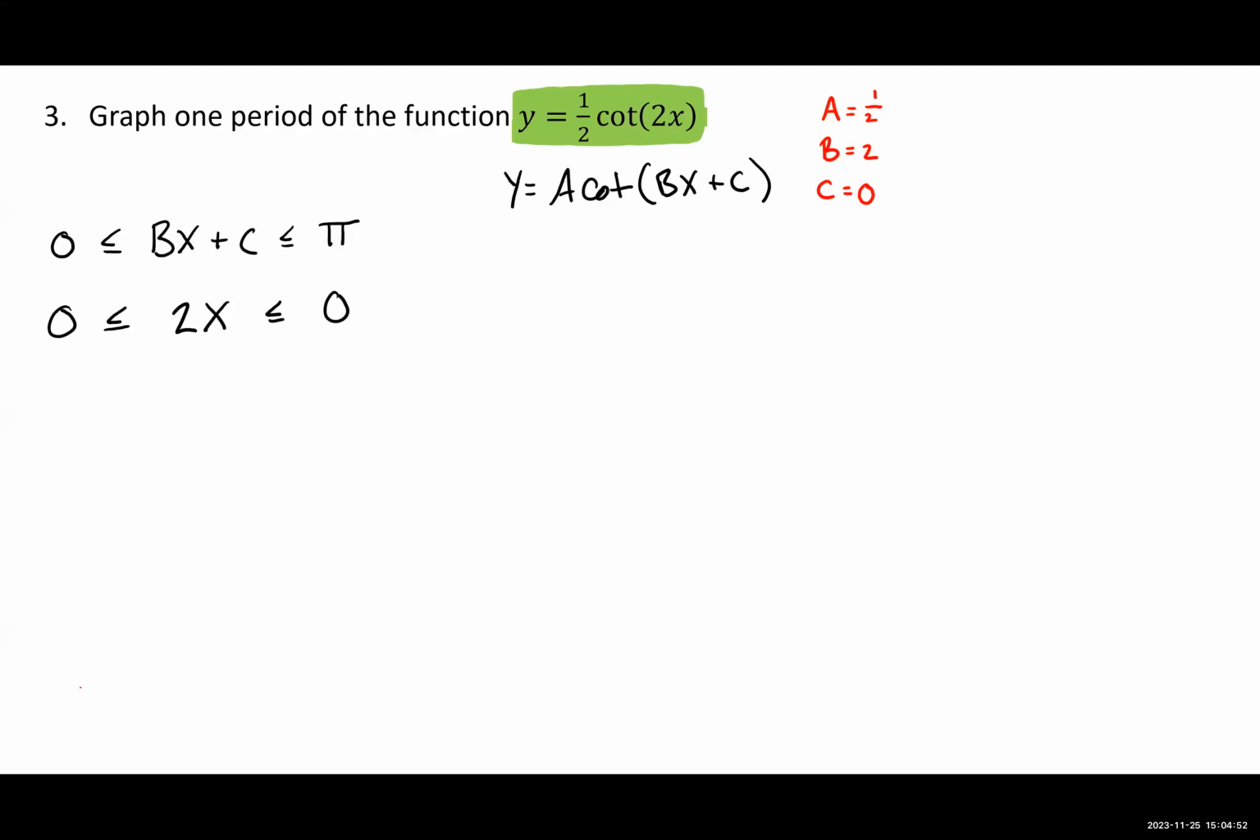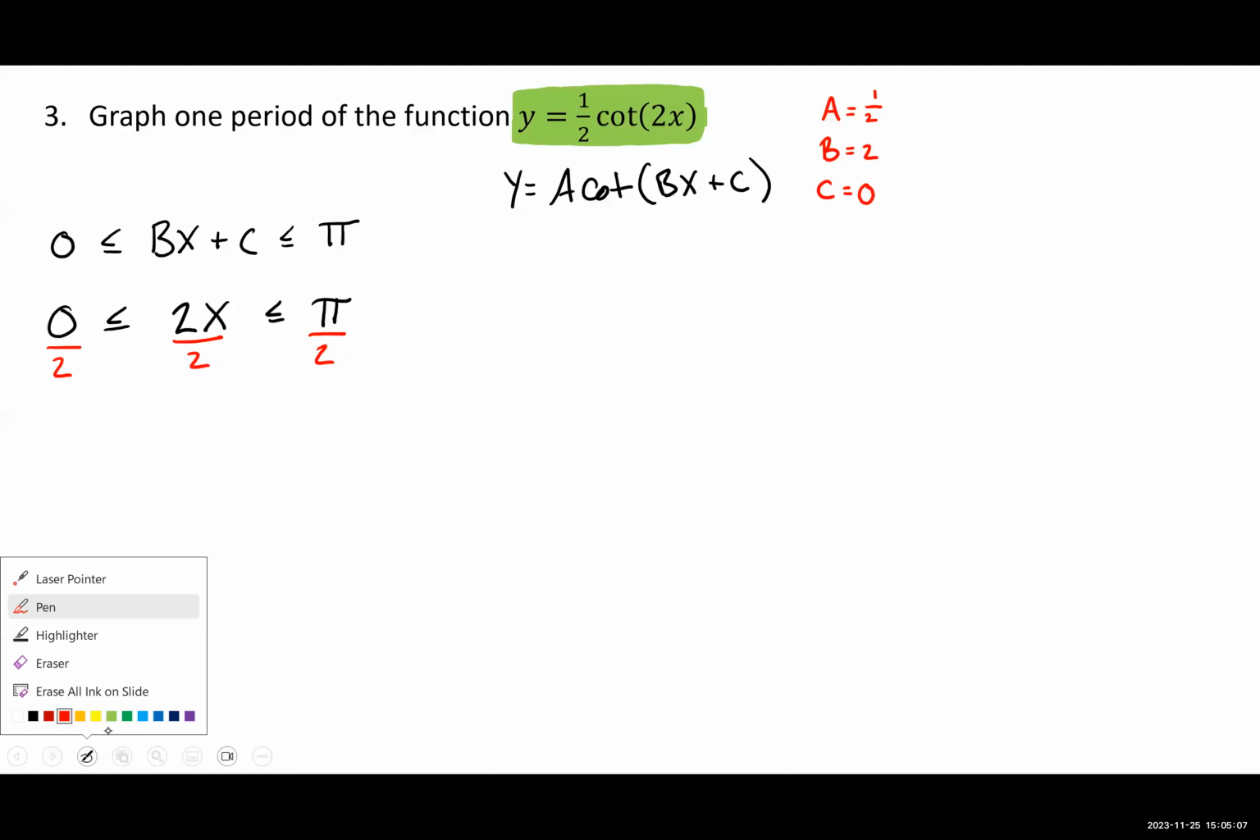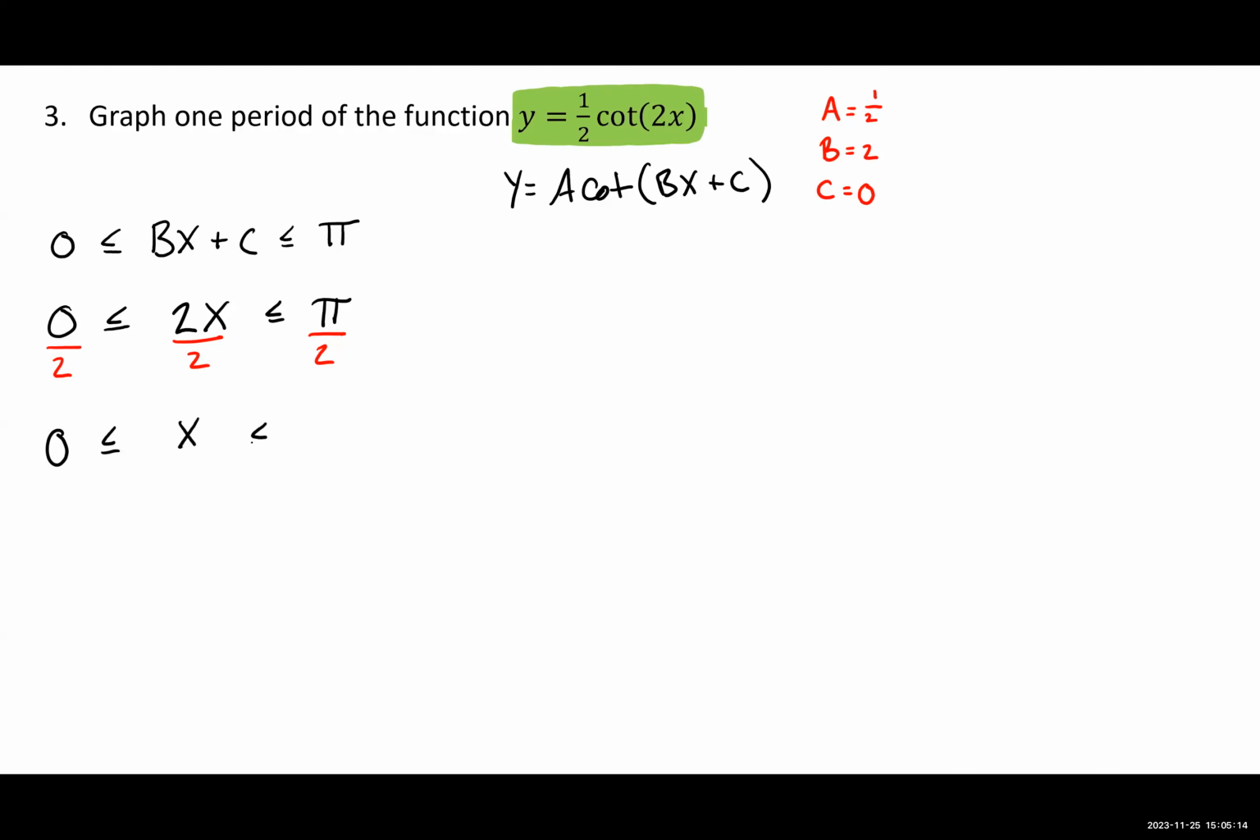Got to solve for x, get x by itself, so we could divide everything. Oop, I said pi, but I wrote 0. Hang on, let me fix that. That should be a pi. Divide everything by 2. 0 divided by 2 is still 0. 2x divided by 2 gives us the x, which is what we want. And pi divided by 2 is pi over 2. And so this is the period.